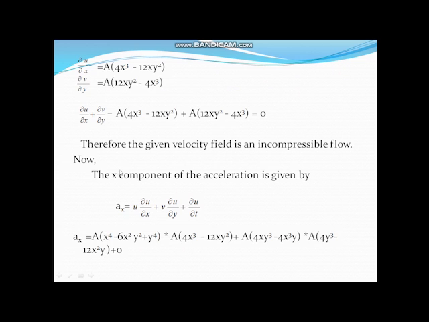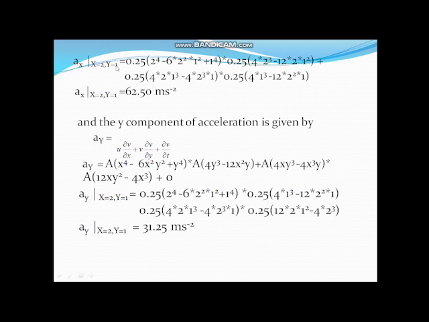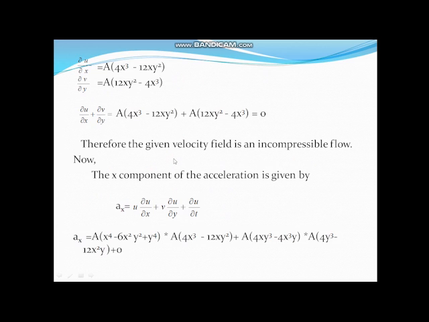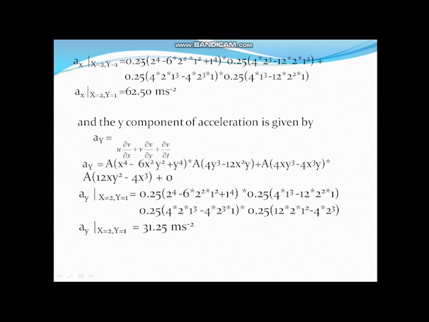Now we have to find the acceleration. First let us find the x component of the acceleration. The x component of the acceleration is given by ax is equal to u del u by del x plus v del u by del y plus del u by del t. As we can find out, this is u, this is del u by del x, this is plus v, this is del u by del y, and del u by del t will be 0. After we put x equal to 2 and y equal to 1 in this previous equation, and also put in the value of a, we will get ax is equal to this much, as you can see here.